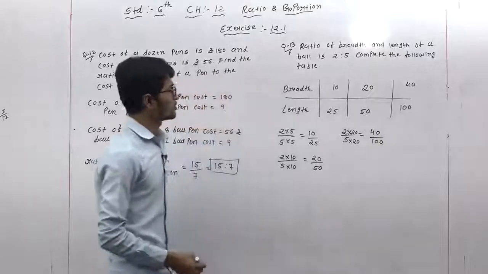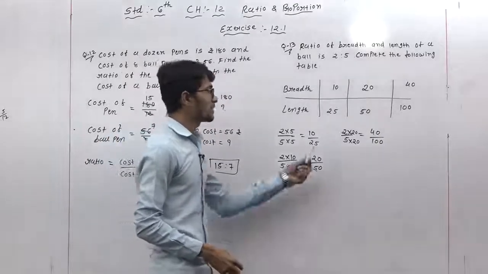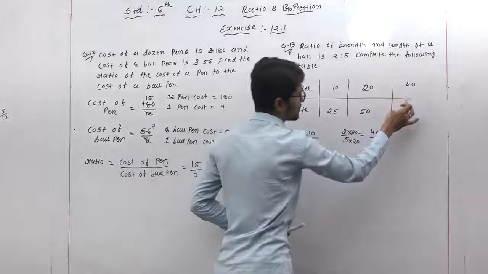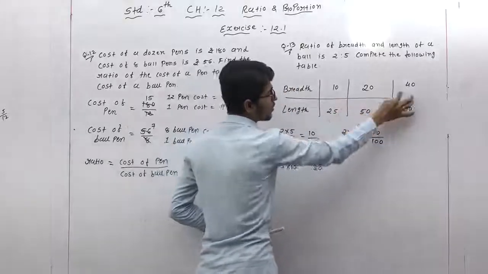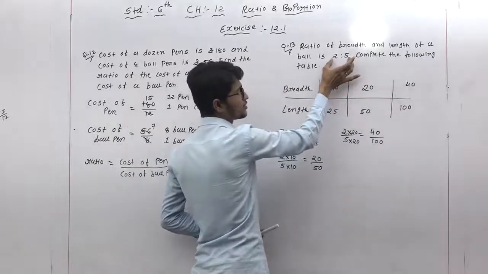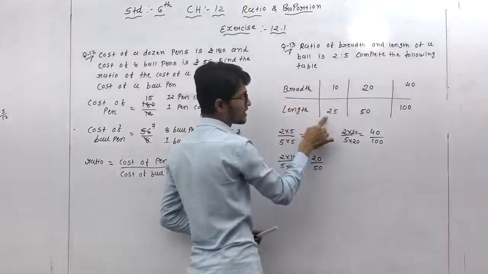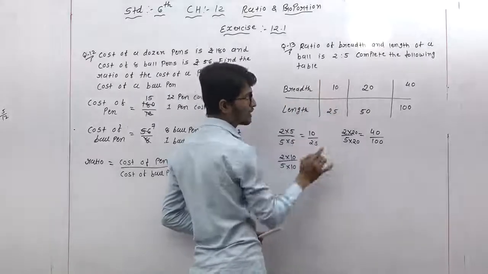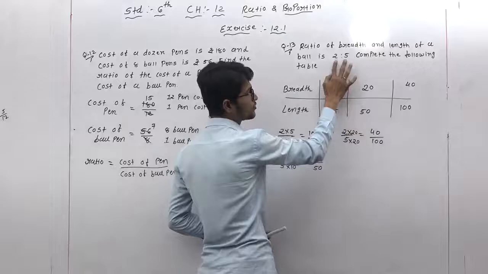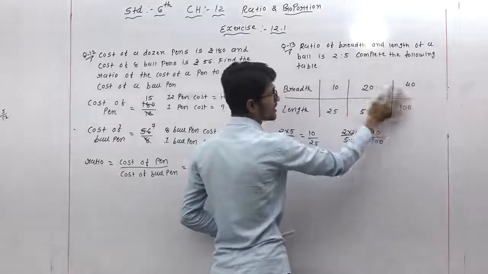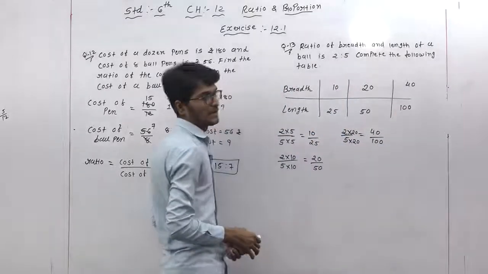Okay. So for breadth we have 10 by 25, 20 by 50, 40 by 100. All these have the ratio equal to 2:5. If you find the ratio of any of these, you will get 2:5 only.